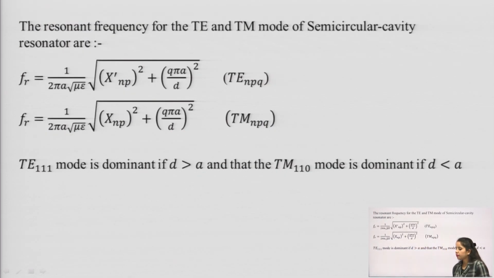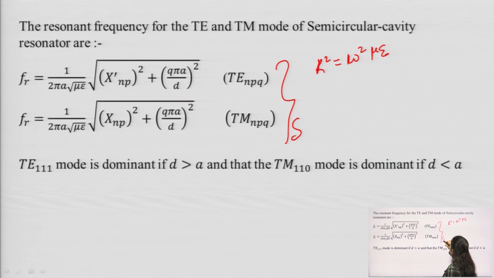Now, from the same expression, we will have the expression of the resonant frequency. The resonant frequency, if you are able to see, is also the same for the semicircular cavity resonator and for the circular cavity resonator. You can definitely verify it will be the same.